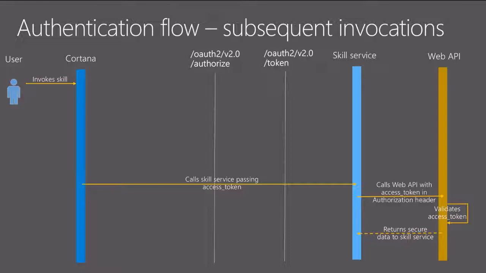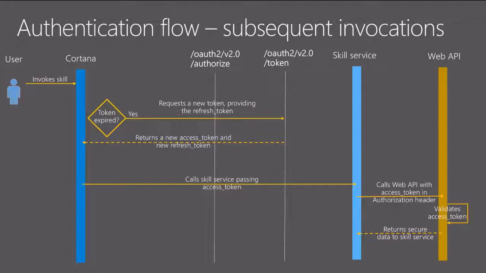request for credentials. Now, obviously, before it does that, Cortana will check that the access token is still valid, check it hasn't expired. If it has expired, then it will just hit the token endpoint again, passing that refresh token, and we'll get a whole new access token and a refresh token to replace the ones it had before. And so the process just carries on like that.